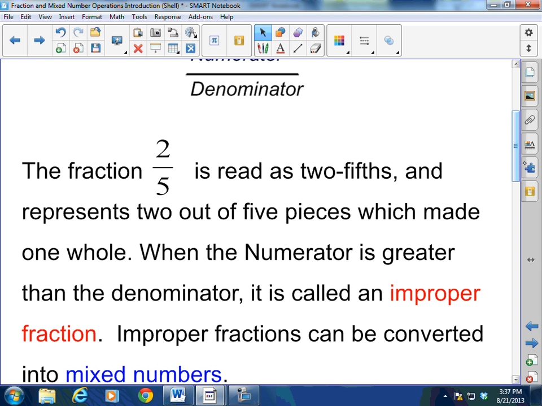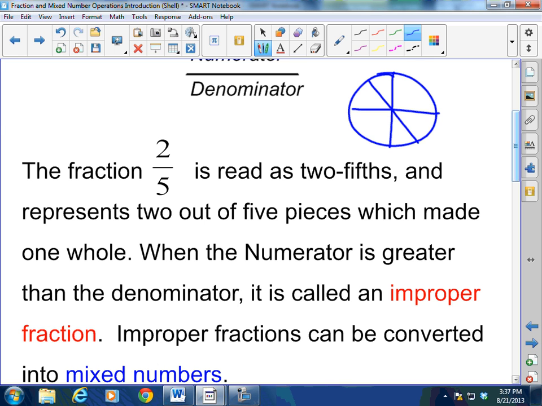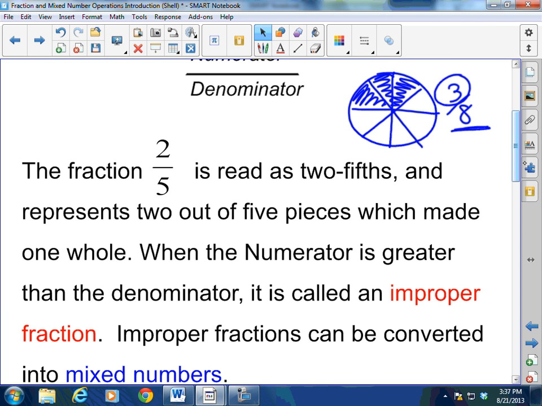So for example, if I had a pizza or a pie here, okay, let's say I had 8 slices. And I shade in these 3. Let's say those are the 3 left and the other 5 slices were eaten. What fraction of the pizza do I have left? I have 3/8 because I have 3 parts out of a total of 8 parts which would have made one whole.